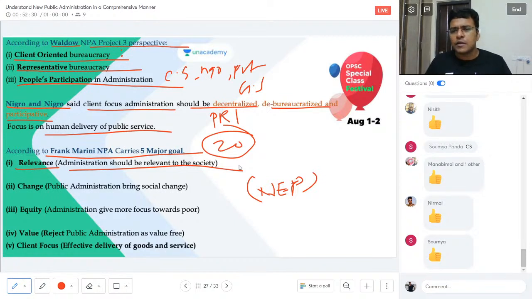So what is your relevance? Why are you posted there? There is no relevance of administration. So why is the government of Odisha giving you a posting? Why is the government of Odisha giving you a vehicle and a driver to sit in the office? No. You should be relevant. Your post should be relevant. Administration should be relevant to society. You should cover every village, every panchayat, and you should know the genuine problems of people and try to solve them in the best possible manner.